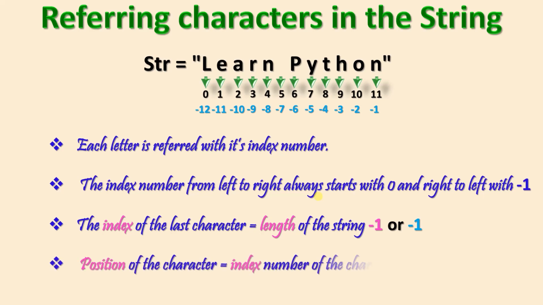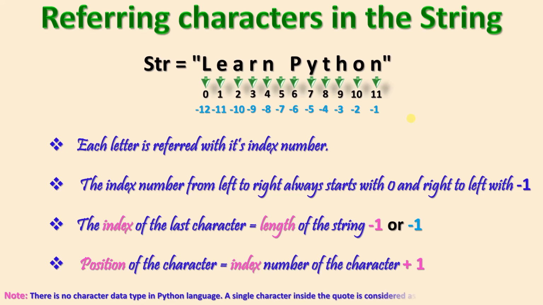The position of a character is the index number of the character plus 1, considering the index number from left to right. Note: there is no character data type in the Python language. A single character inside the quote is considered a string with length 1.